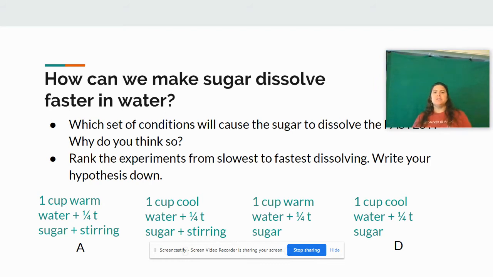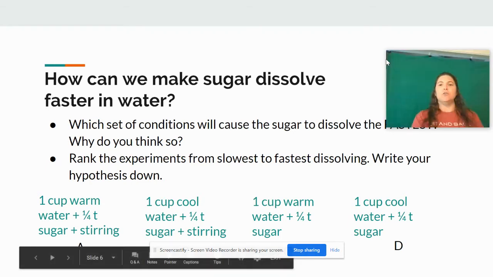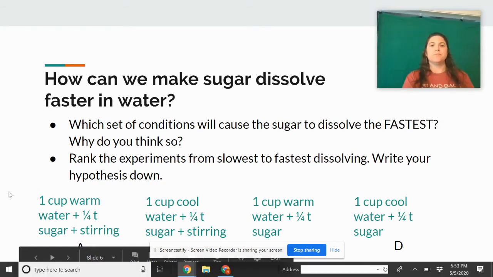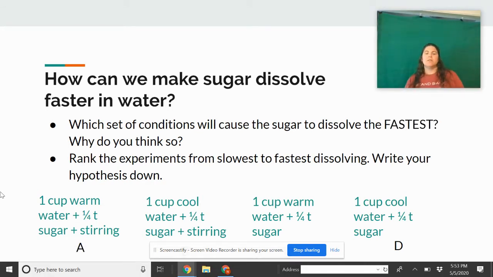So from the 4 sets of conditions down at the bottom, warm water and stirring, cool water and stirring, warm water and no stirring, cool water and no stirring. Which one do you think is going to cause the sugar to dissolve the fastest? Once you've decided that, see if you can make a ranking from the slowest to dissolve to the fastest to dissolve for all 4 of the options. Pause the video, write your hypothesis down, and play it again when you're done.